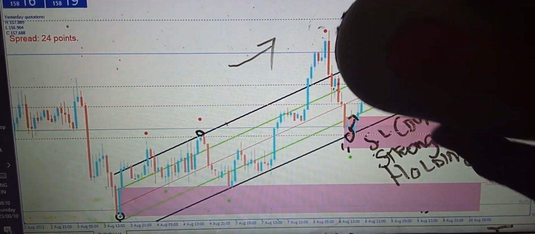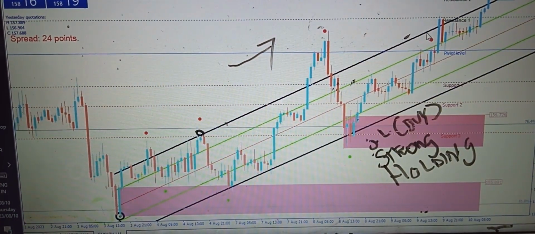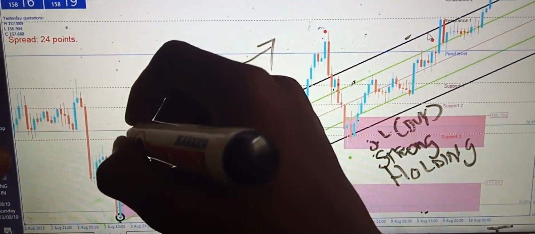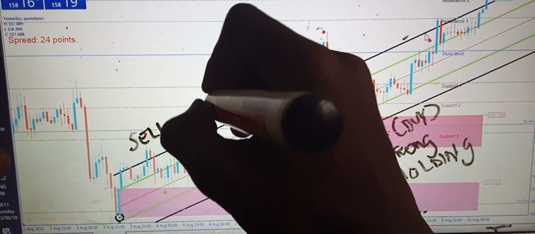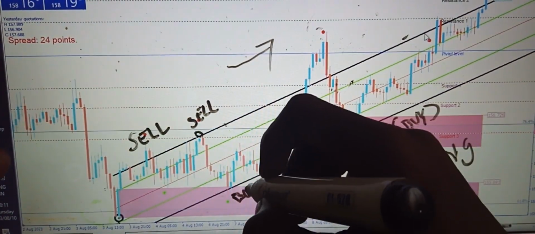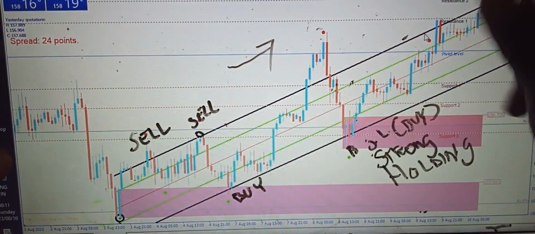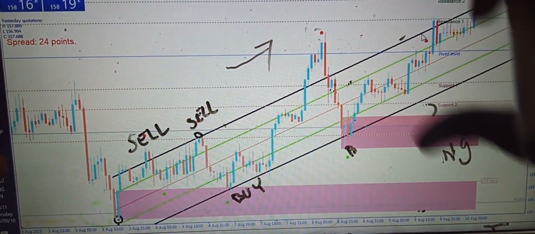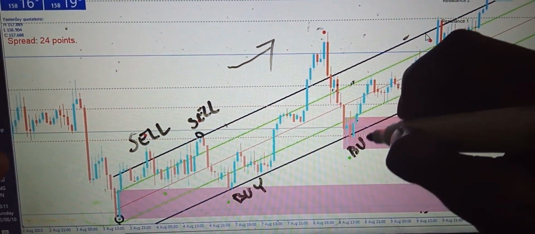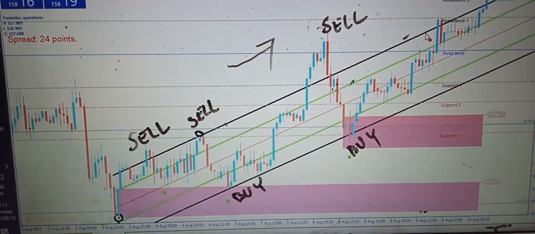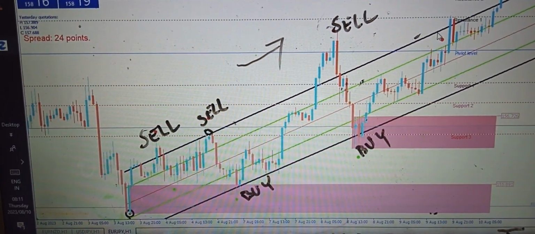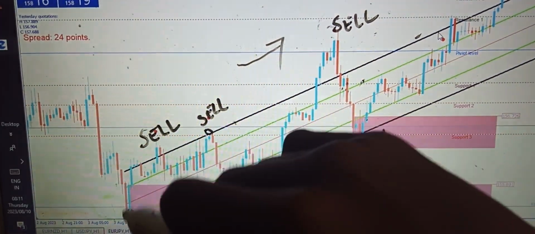So every time the market reaches the resistance level, we do what? We sell. And then here we buy. Okay, sorry about this. Let me just remove it here. We buy, and then right there we sell. So it's that kind of a diagram.